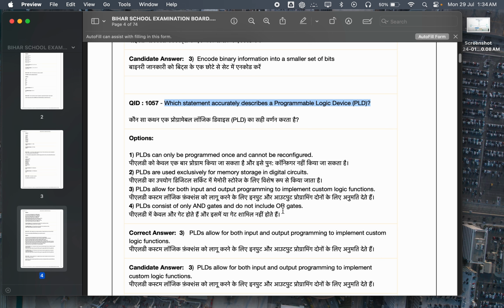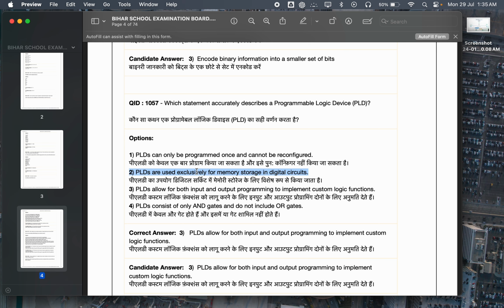Okay, as the name suggests, right, it's a programmable logic device. So programmable. So it's something which requires some programming, like something related to that, right? So it says accurately describes, right? It says that it can only be programmed once and cannot be reconfigured. Then if the name suggests programmable, like it can be programmed, right? So I think it has to be multiple times. It can't be like once only.